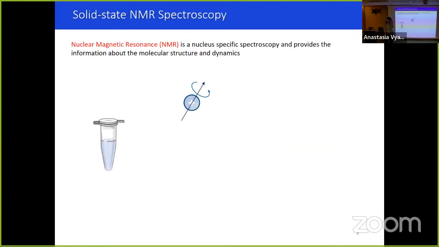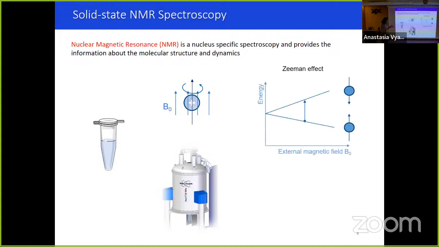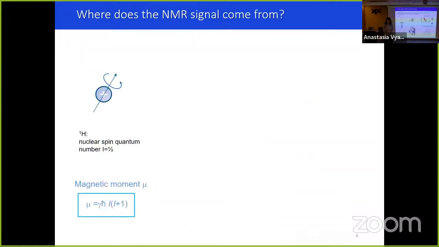So, let's start with the introduction. Nuclear magnetic resonance is a nucleus-specific spectroscopy which provides information about the molecular and crystalline structure and dynamics. We need a sample which can be gas, liquid, solid, crystalline, or amorphous, but which must contain NMR active isotopes. When we use it in NMR, we need a magnetic field. This results in the Zeeman interaction, and when the phenomenon of nuclear magnetic resonance takes place, we get a spectrum which can be analyzed towards the structure or dynamics.